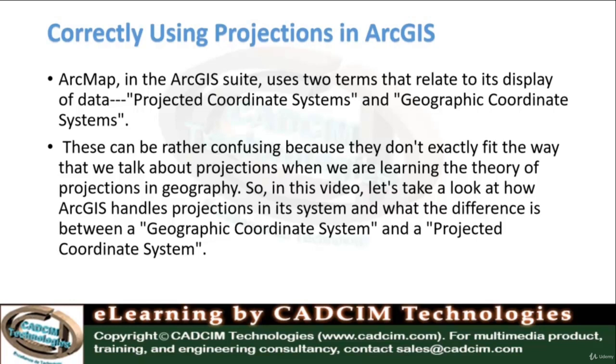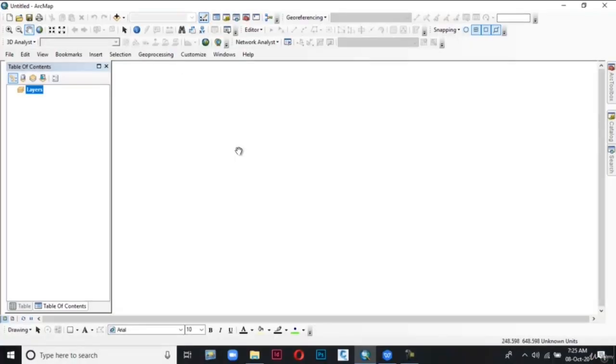Today in this video you will learn about projections and how to correctly use projections in ArcMap. Projections are of course how we display the information about the Earth. The geographic data that we have about the Earth is three-dimensional. Of course, the Earth is spherical, so often we display two dimensions on a map or even on a computer screen. As you can see here, ArcMap is open.